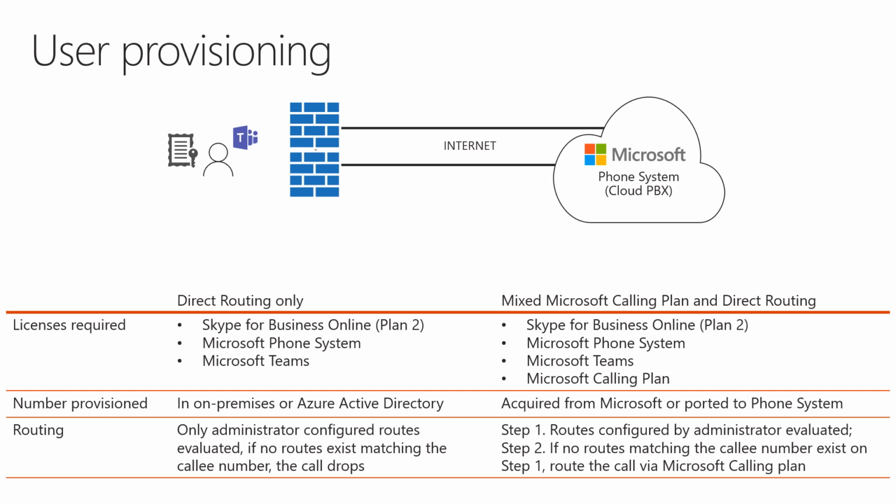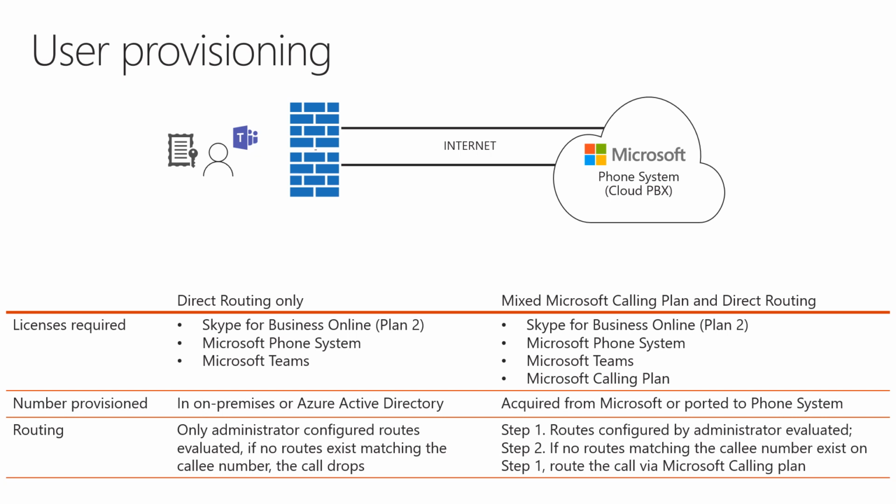The phone number is configured depending on what option you're using. If you're using direct routing only, the phone number is configured in the on-premises or Azure Active Directory. If you're using Microsoft Calling Plan with direct routing, then the phone number comes from either Microsoft, or you need to port your phone number over to Microsoft, but it is hosted by Microsoft.